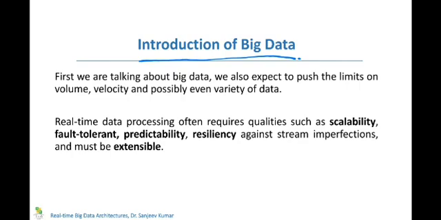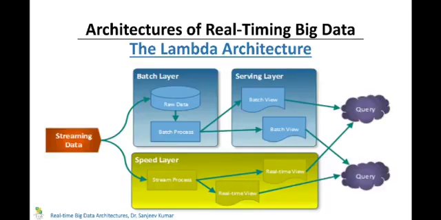Real-time data processing often requires qualities such as scalability, fault tolerance, predictability, resilience against stream performance, and it must be extensible. We execute our data in real time, or whenever we require. Now we discuss real-time data processing. In real-time processing we have two architectures: the Lambda architecture and the Kappa architecture.